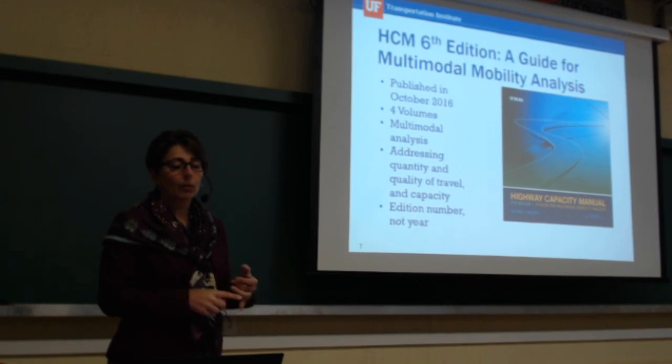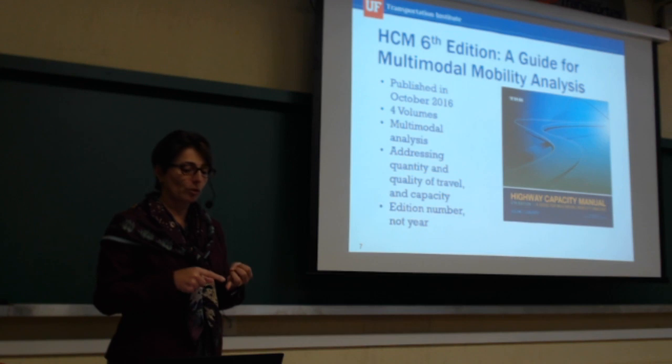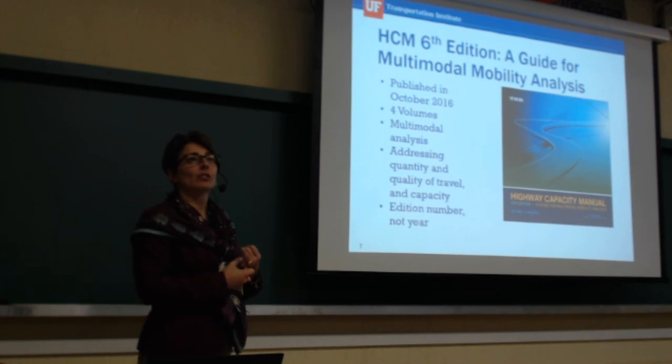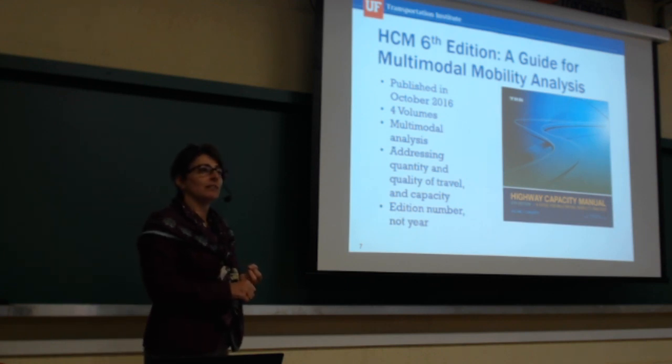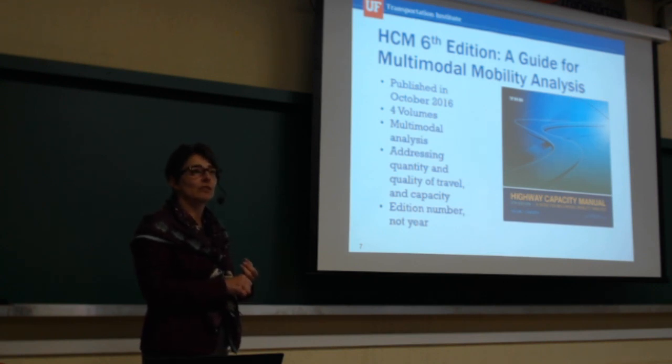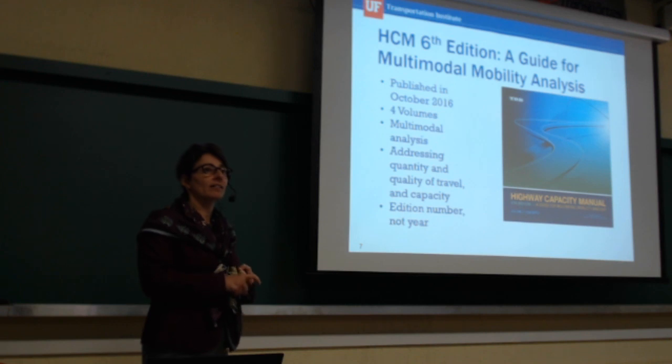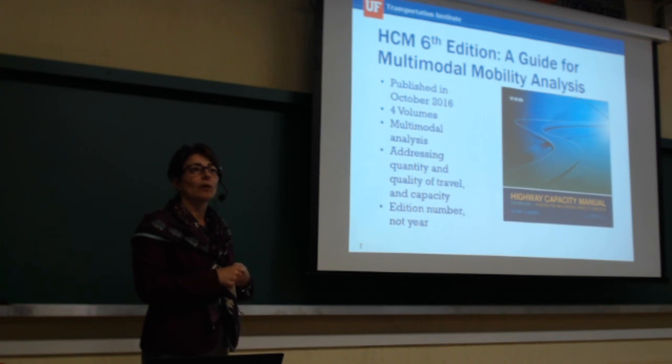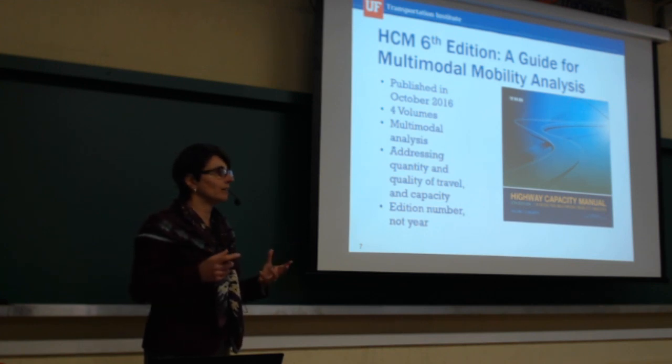The new HCM looks into the quantity of travel, so demand versus capacity, and the quality of travel, so how well the network performs in terms of travel times, speeds, and so on. And capacity, how much you can accommodate within a network. The fourth dimension of mobility is accessibility, but the HCM does not deal with accessibility in terms of what modes are able to provide facilities for different origin destinations.